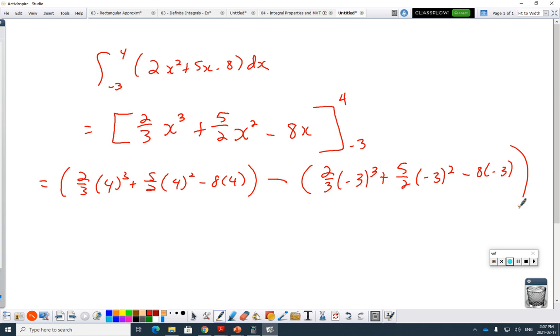Last thing before Maria's question: where's the C? We get to skip the C because there would be a C in this bracket and a C in this bracket. When you go C minus C, they just go. So we get to leave that out in this particular case.